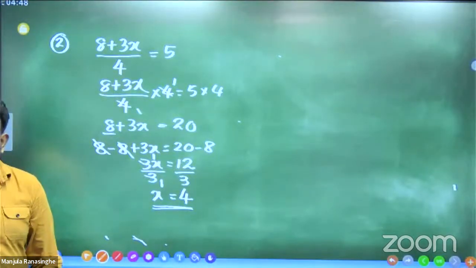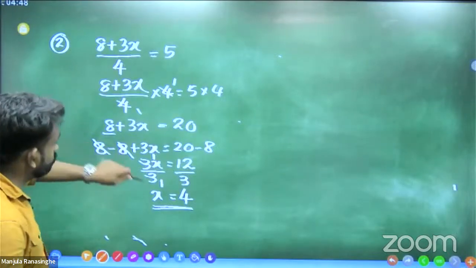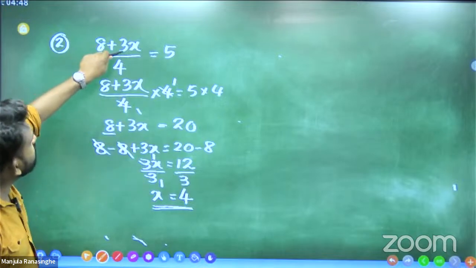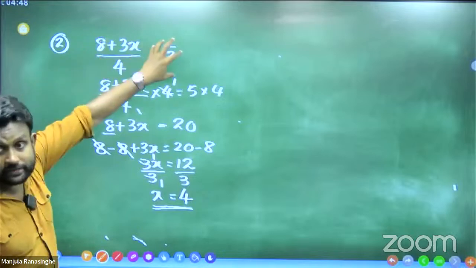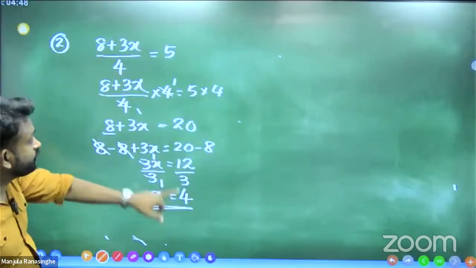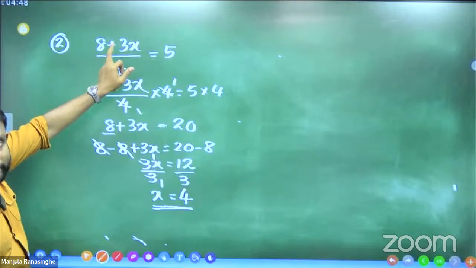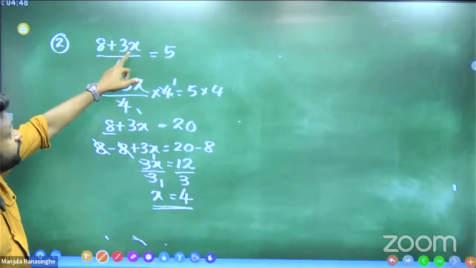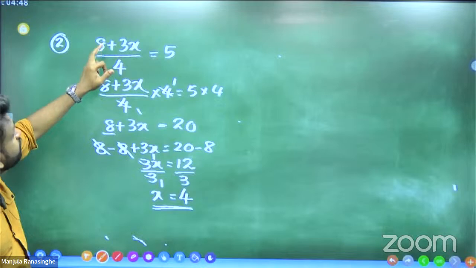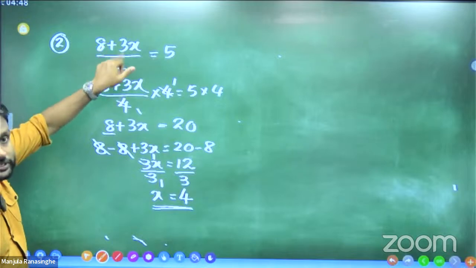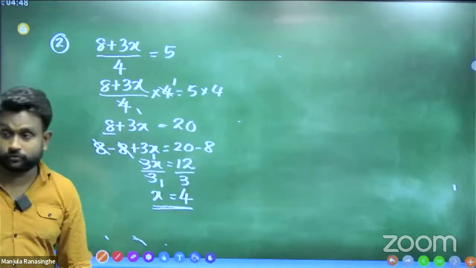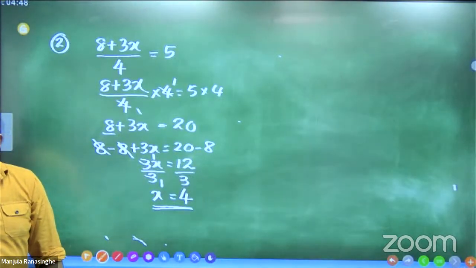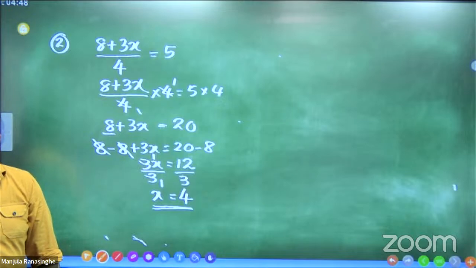So how to check whether your answer is okay or not? You can substitute x equals 4 into the equation in your mind and check whether the left side equals the right side. In your mind, substitute 4. 3x is 3 into 4, 12. 12 plus 8, 20. 20 divided by 4, 5. Yes, the right side is also 5. So that is question number 2. Now we are moving to question number 3.